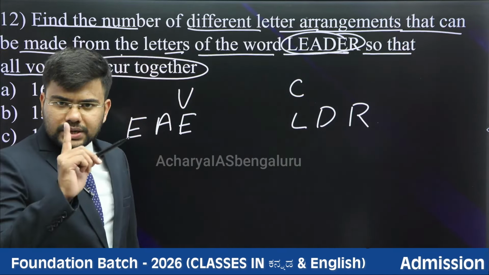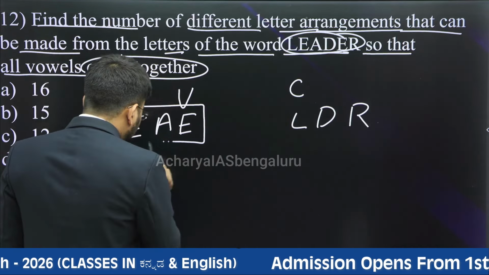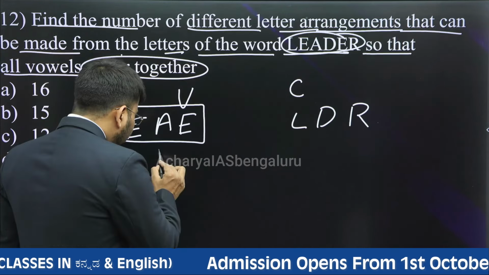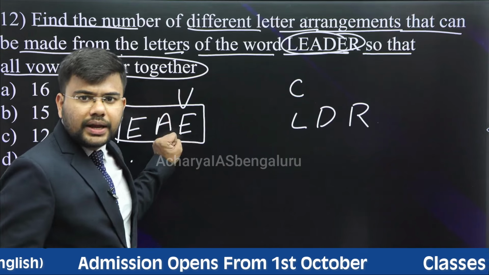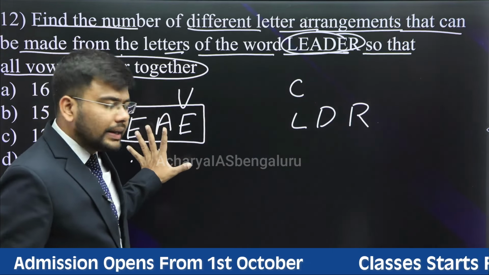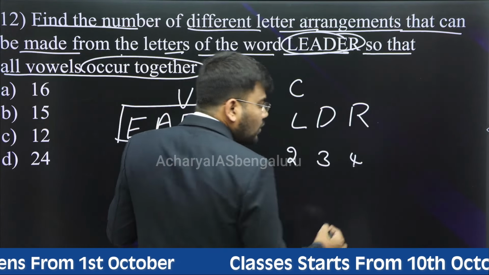Now, what's the condition they are telling? Vowels have to be together. If vowels have to be together, I will consider this entire letters combination. No, don't go to combination, don't get messed up. All the three letters I am taking together, I will consider as one letter. This would be the second letter of mine, this would be the third letter of mine, this would be the fourth letter of mine.